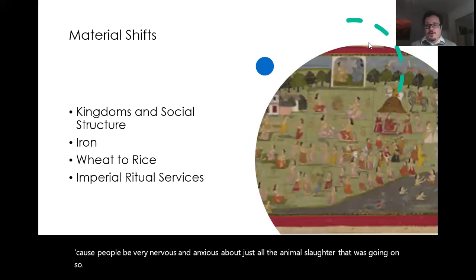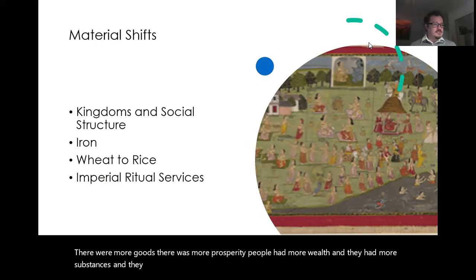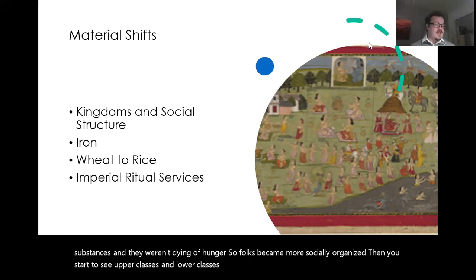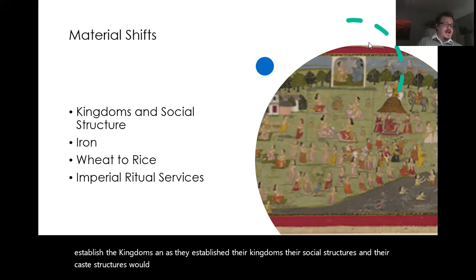There were more goods, there was more prosperity. People had more wealth and they had more substance and they weren't dying of hunger. So folks became more socially organized, and you started to see upper classes and lower classes and outclasses, so outcasts. Kings would establish their kingdoms, and as they established their kingdoms, their social structures and their caste structures would become more rigid, in fact.